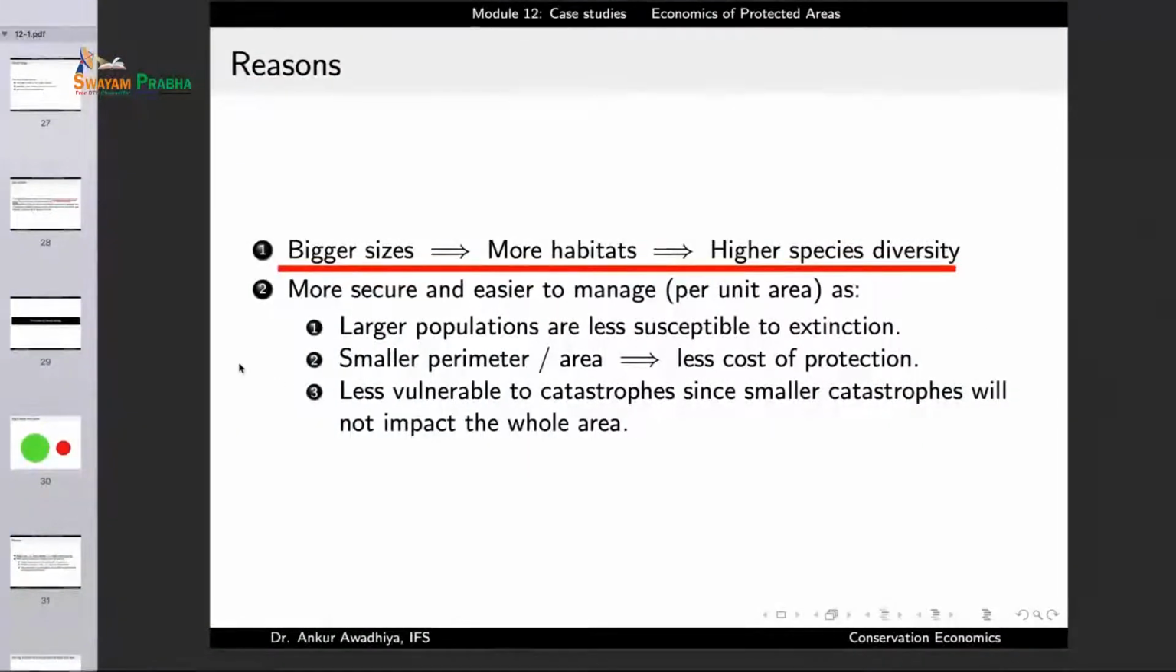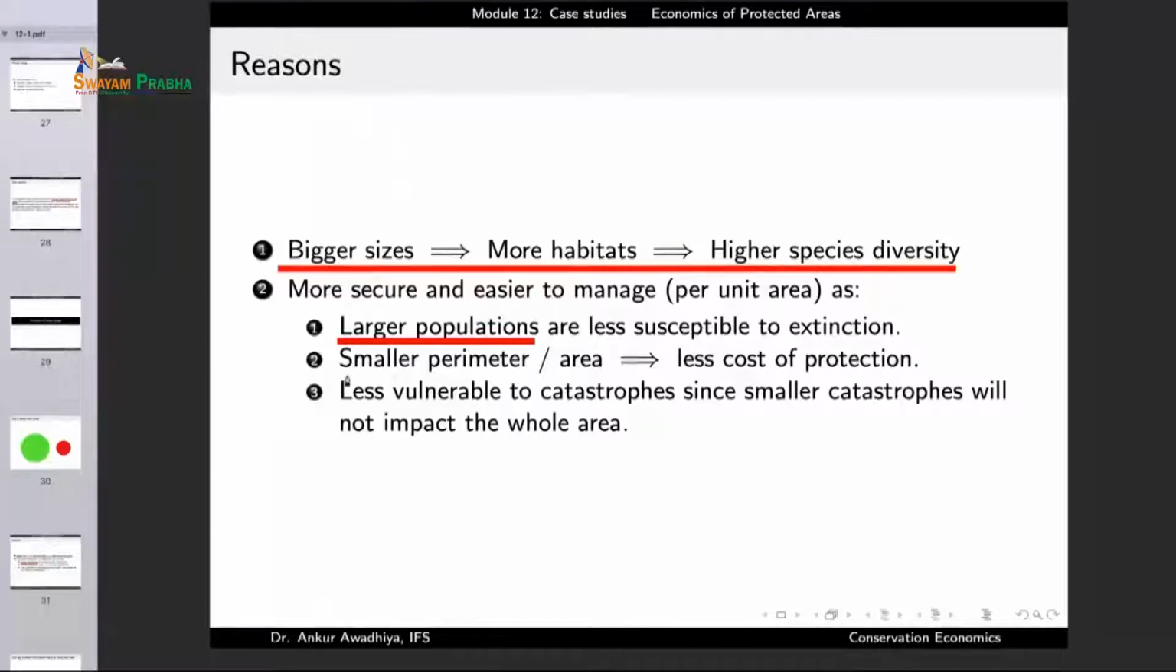Second thing is that they are more secure and easier to manage per unit area. Why are they more secure? Because in larger areas you have larger populations. If you have larger populations, then they are less susceptible to extinction, because you will only have those factors of extinction working there that work at the larger population sizes. But the factors of extinction that work at smaller scales, the stochastic factors, will not work in these larger areas. So the populations are inherently more secure from extinction.